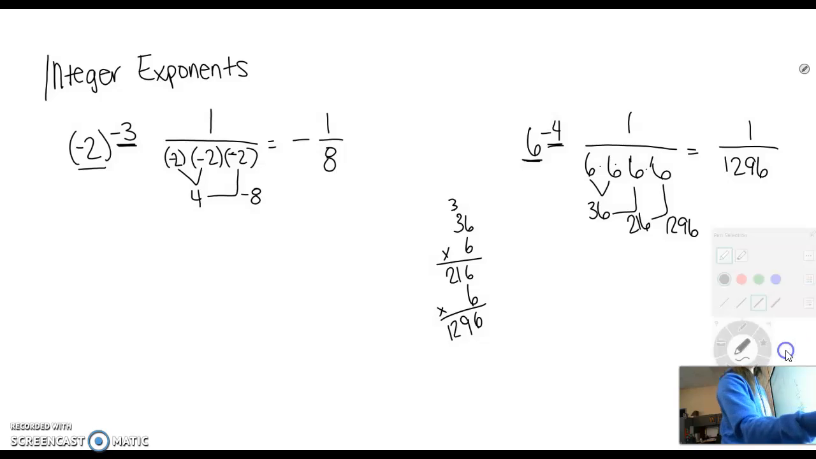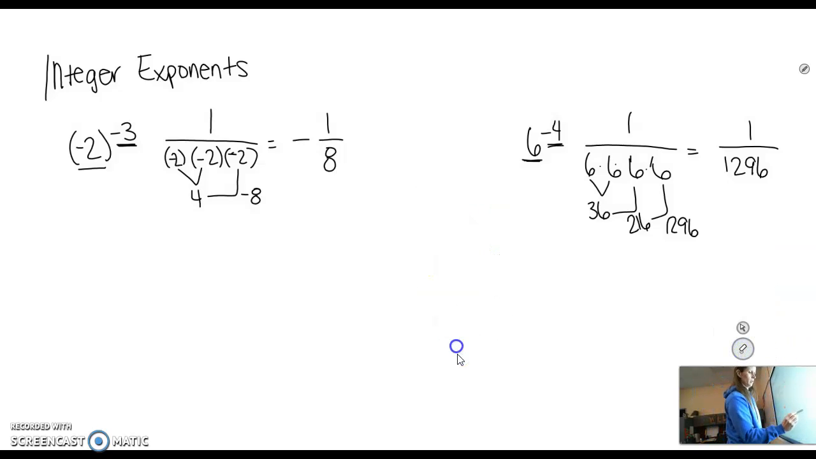Okay, now let's look at 1 for you to try on your own. Let's look at 3 to the negative third. So pause here, solve 3 to the negative third, and then push play to see if we got the same answer.